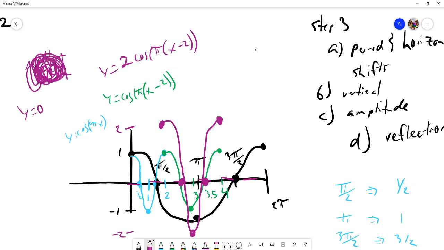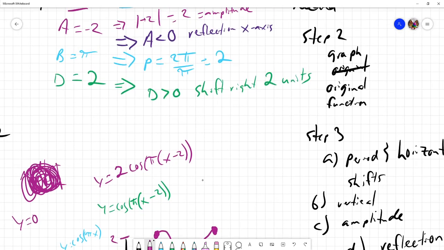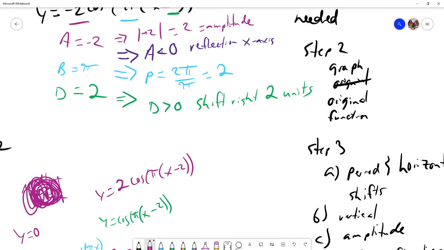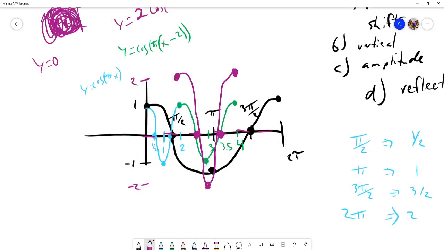And so now we've taken into account the period, the horizontal shift, and the amplitude. So lastly, we need to take into account also the fact that A is negative, so we have the reflection across the x-axis. So we'll change to dark purple. So what this says is, again, these 2 points will remain the same because they're at 0.